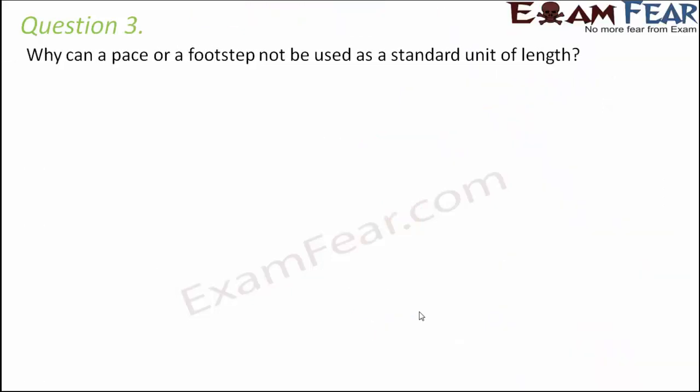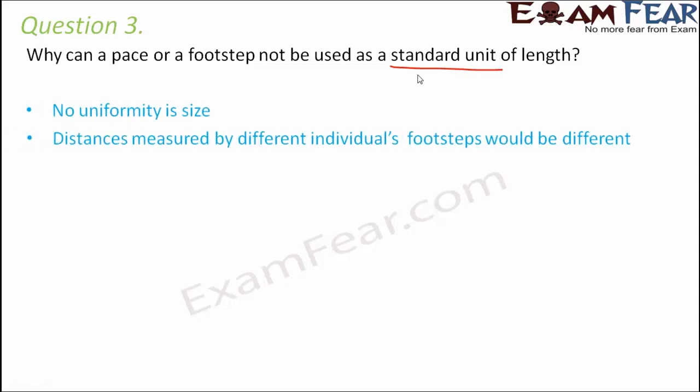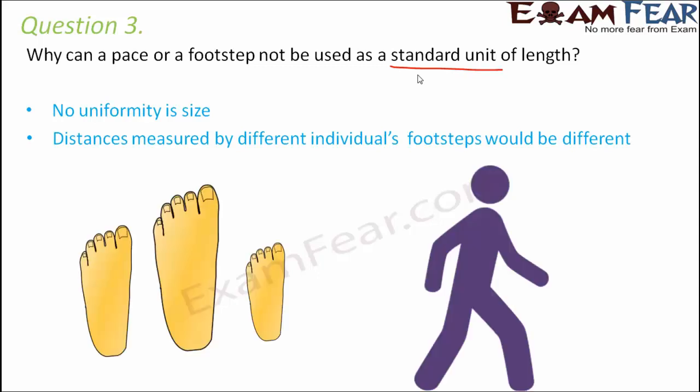Question number 3. Why can a pace or a footstep not be used as a standard unit of length? Now the answer is very simple. Anything that we want to be used as a standard unit has to be uniform in size. It has to be of the same size everywhere for everyone. But a footstep would be different for different people. A particular person's footstep might be bigger than another person's. So the distance measured by different individuals' footsteps would be different.